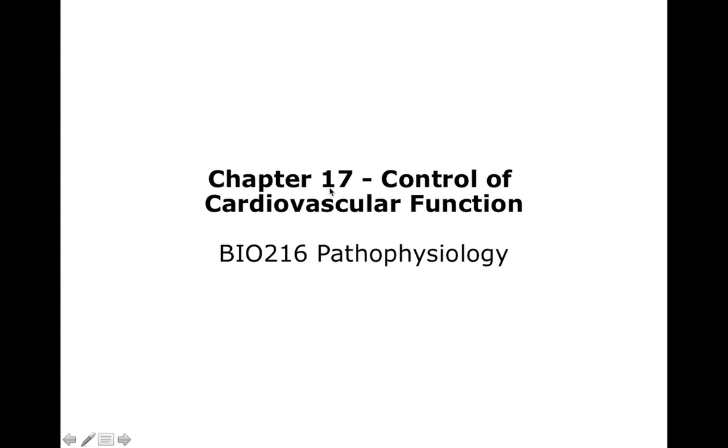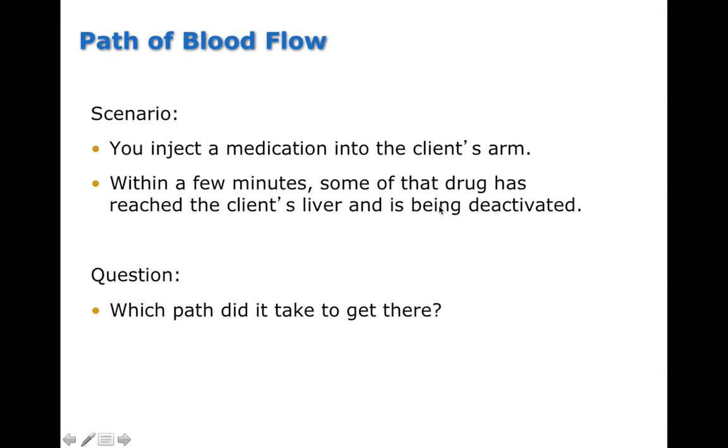So in chapter 17, we're going to look at control of cardiovascular function, just as a nice summary of that. We're going to start out here with a scenario where we talk about how if we inject a patient with medication in their arm, within a few minutes, some of that drug has already reached the liver, and so it's already being deactivated. So the question here says, what path did that drug take to get to the liver? It didn't go straight from the arm to the liver.